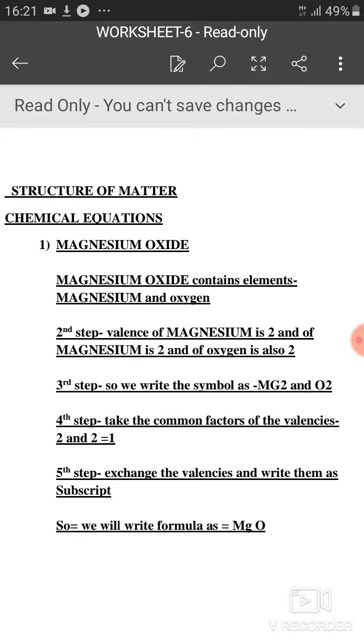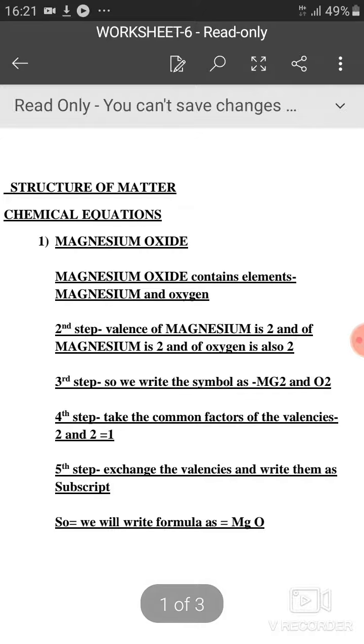Let me explain that the K shell cannot have more than 2 atoms and the L shell cannot have more than 8 atoms. So if we add them, we'll get the answer as 10. And you should also know the atomic number of magnesium, which is 12. Then we'll subtract 10 from 12. We'll get the answer as 2. So the valency of magnesium is 2.